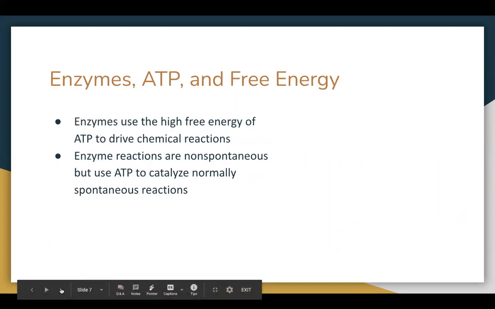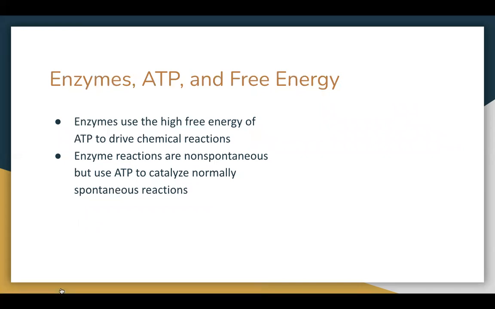Enzymes, ATP, and free energy. Enzymes harness this energy of ATP to drive chemical reactions. Enzymes use ATP to catalyze spontaneous reactions, but those reactions are normally super slow. An example of this is hydrolysis of sucrose to glucose and fructose, because that is a spontaneous process that will occur without outside influences. However, it would take years to be completed. So sucrase, the enzyme, speeds this up to seconds.